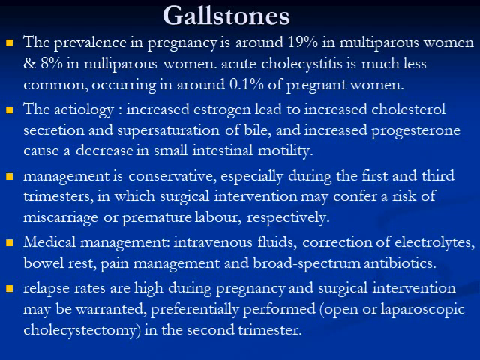Now, the last disease of the liver that can be faced during pregnancy is gallstones. The prevalence in pregnancy is around 19% in multiparous women, while it is 8% in nulliparous. But acute cholecystitis is much less common, occurring in 0.1% of pregnant women. The etiology is that increased estrogen leads to increased cholesterol secretion and supersaturation of bile, so this will lead to thick bile, making sludge, and therefore enhancing the formation of stones. Increased progesterone causes a decrease in small intestinal motility, and therefore a decrease in the excretion of bile, so it will accumulate in the gallbladder and lead to formation of stones.